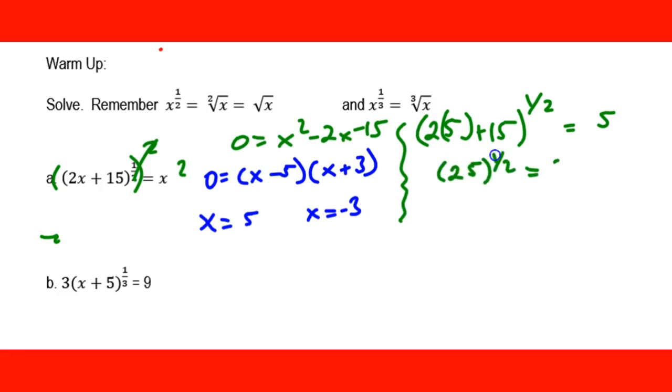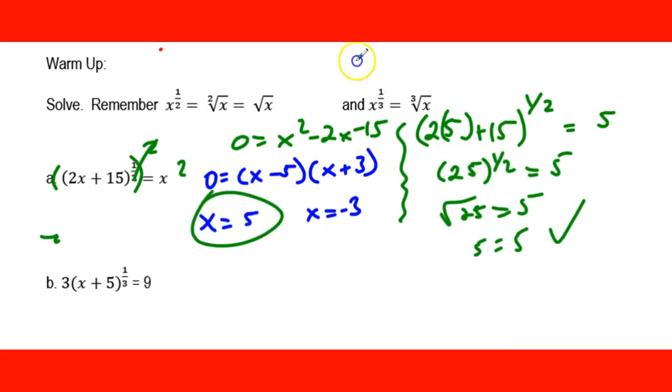Raised to the 1/2. Now, this is the same thing as the square root of 25. The square root of 25 is 5, which equals 5. So this is definitely one of the solutions. Now we're going to check the other one real quick.